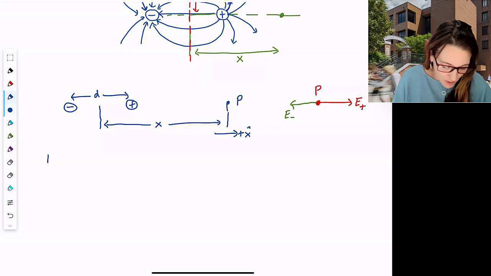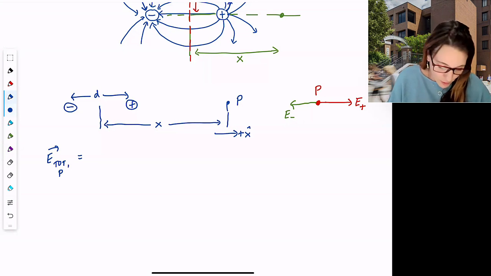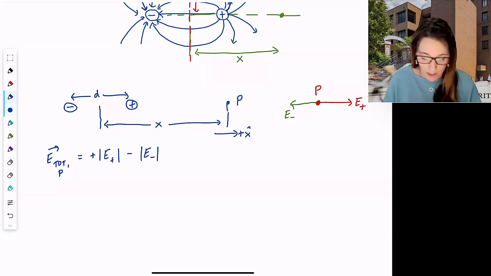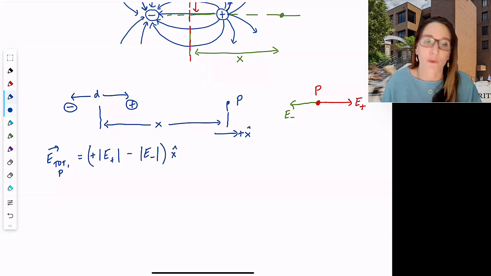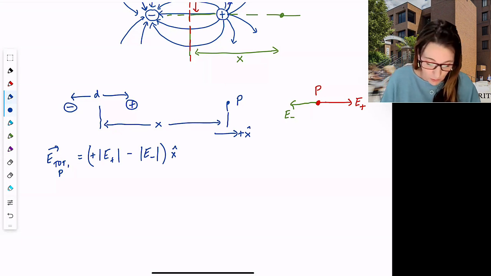Now I can write out that my E total at point P is going to be equal to the magnitude of the electric field from the positive charge, minus the magnitude of the electric field from the negative charge. That just comes from the free body diagram that I drew. And that's all going to be in my x hat direction. I don't have a y or z component at all to deal with.